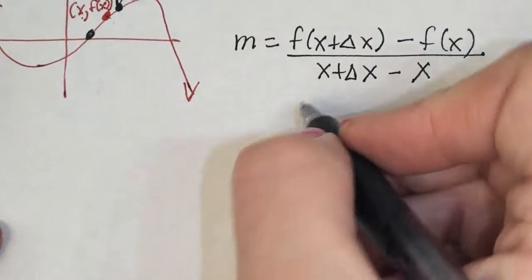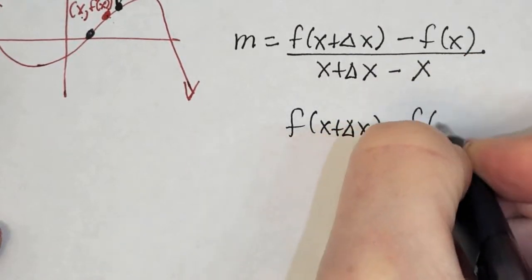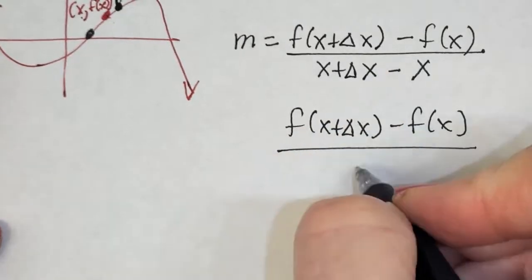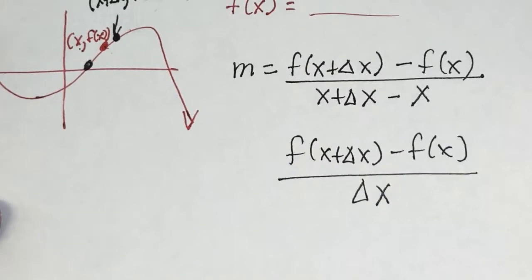So this would now simplify to f of x plus delta x minus f of x. And what's the bottom just going to be? Delta x. Now, here's where the theory comes into it.